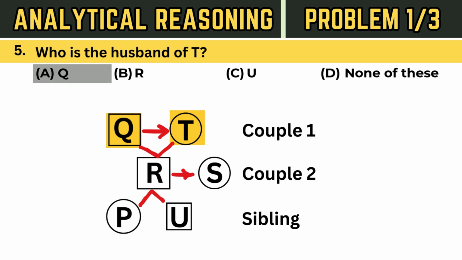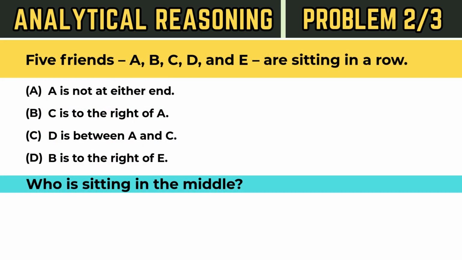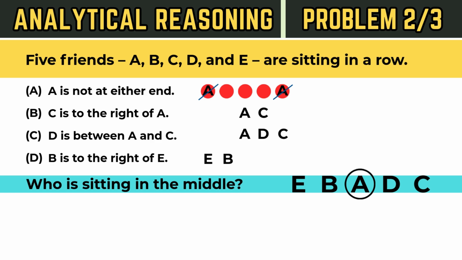In such kind of question, use of paper and pen is of utmost importance. Problem number 2. 5 friends, A, B, C, D, and E, are sitting in a row. We need to find who is sitting in the middle. Certain conditions are given which we will use one by one to map the situation. A is not at either end. C is to the right of A. D is between A and C. B is to the right of E. Now once we organize it together, we find that A is in the middle.